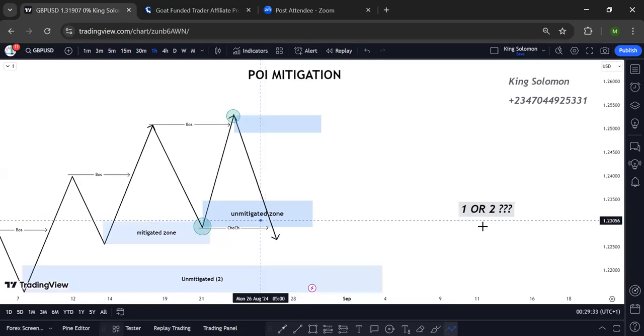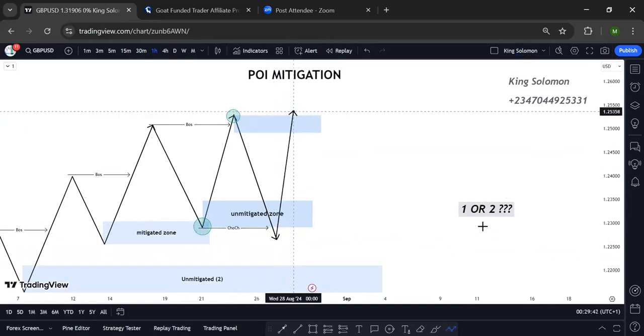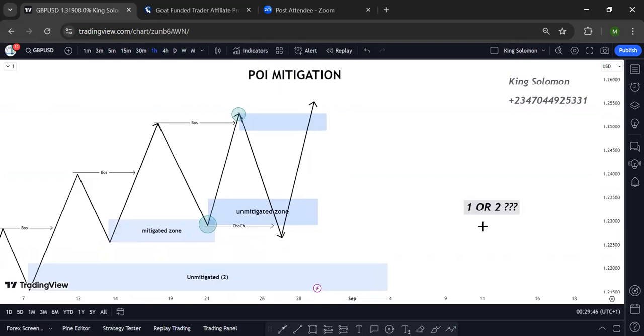We see price coming into here, right? No, we see price from here go back up to take out this high. Now you might be like, price did not come into this unmitigated zone. Is it that this was an inducement, this and this? No. Price actually came to create a real inducement.